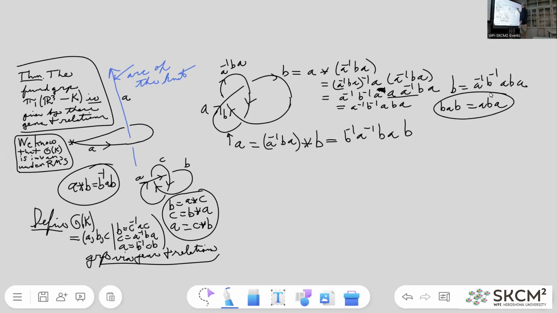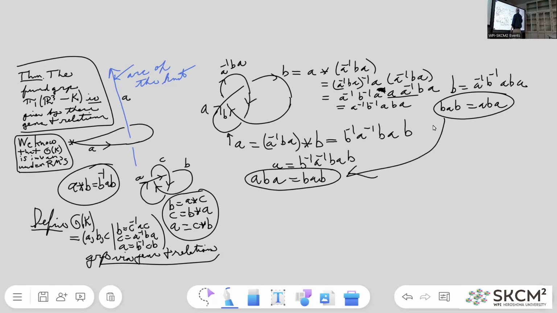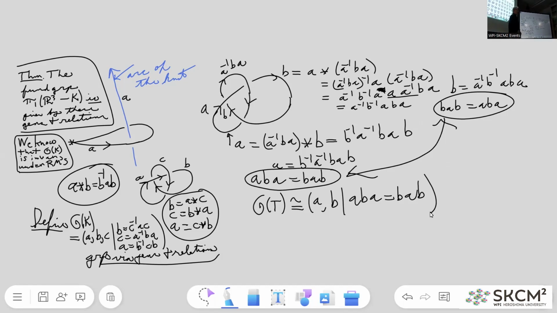So that's the same as this. Now what about this one? This one says A equals B inverse A inverse BAB. And that's the same, multiplying by B and by A, as ABA equals BAB. So you see my algebra tells me that these are the same, and it tells me that the group of the trefoil knot is isomorphic to what's generated by just A and B, with ABA equal to BAB. And that's memorable, right? A nice, elegant relation for the trefoil knot group. And you didn't need C. C is given in terms of A and B. C is A inverse BA.